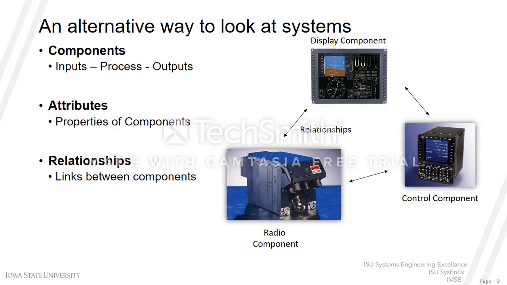An alternate way to look at systems is by defining components, attributes, and relationships. A component is some operating part of your system. Inputs, process, or outputs are all components. An attribute is a property or something that describes the component, and then the relationships are the links between them. So for example, in avionics, a display, control, or radio would all be components. Each of those might have different attributes, such as size, weight, power, etc. And the relationships would be how they interface and interact with each other.